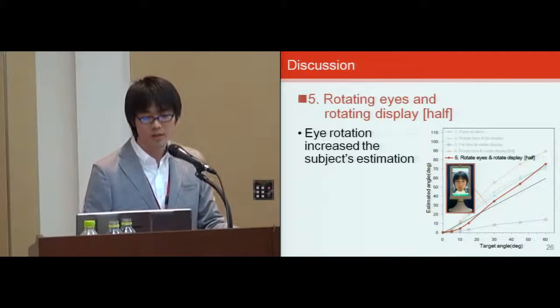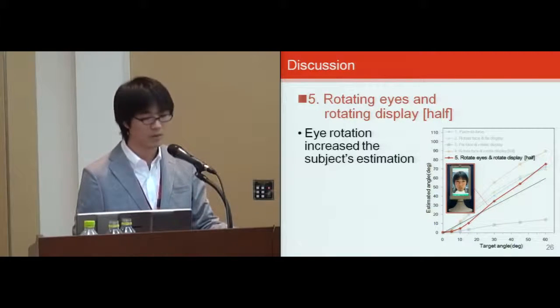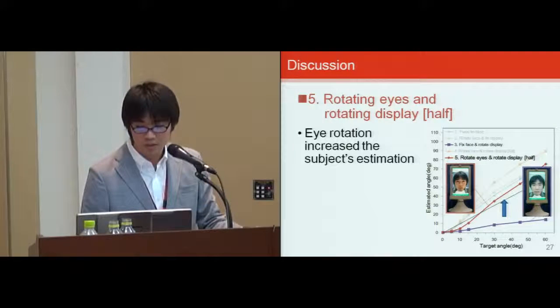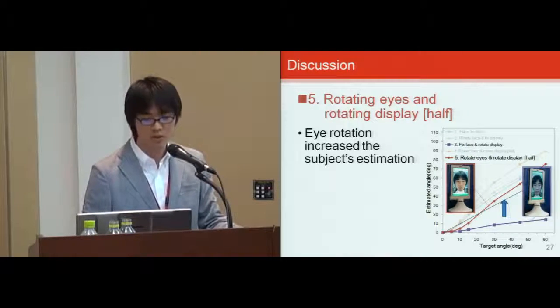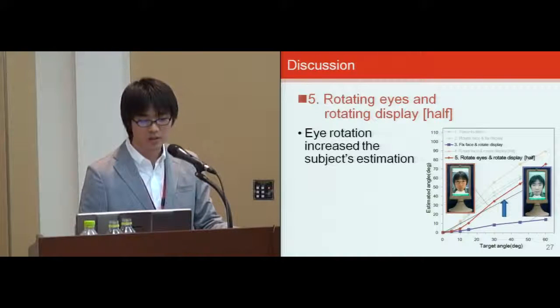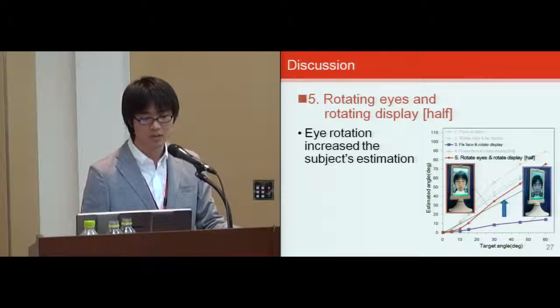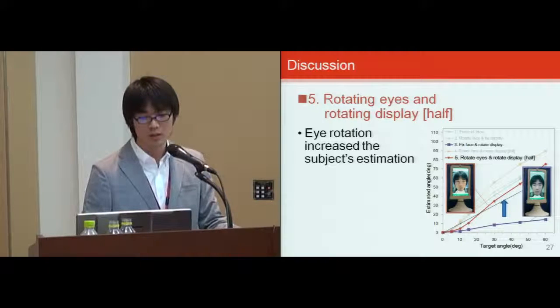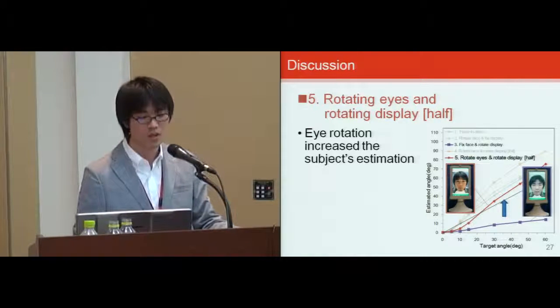Finally, let's take a look at condition 5. Compared with condition 3, the rotation angle of the display was made half, and in the display only the looker's eyes were rotated. As a result, even though the rotation angle of the display was decreased, the addition of the eye rotation significantly increased the subject's estimation. It is quite interesting to find that eye rotation has such a strong effect.